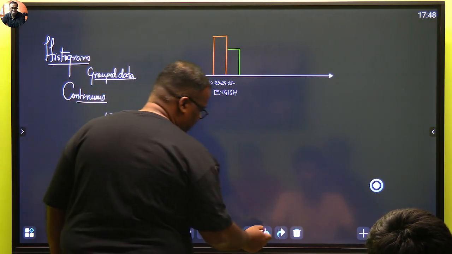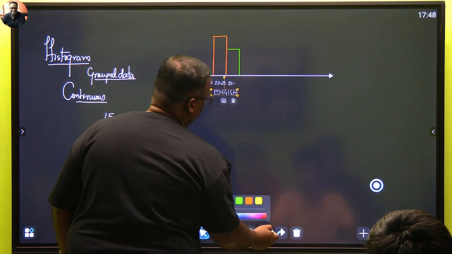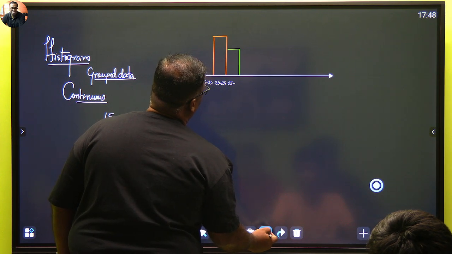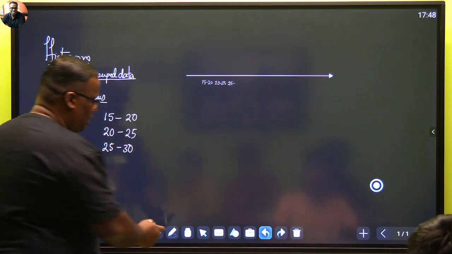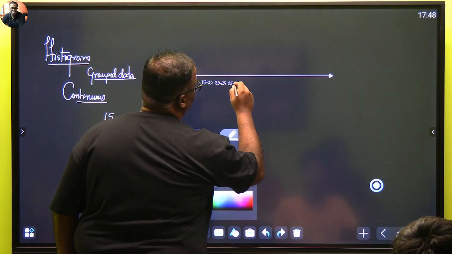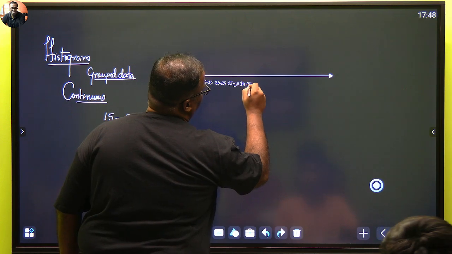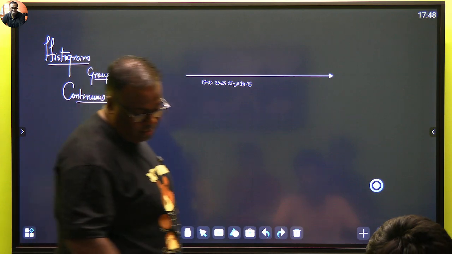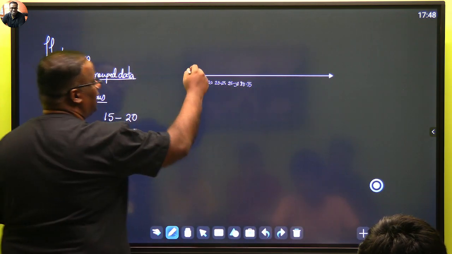Okay, clear? So now we are back to histogram. In a histogram, it will always be a continuous data distribution and group data: 30 to 35, like that. Have you understood? The second thing in a histogram is this.